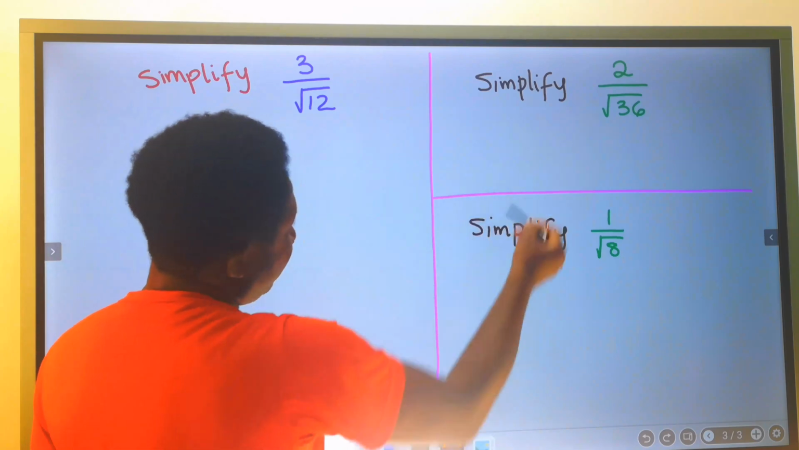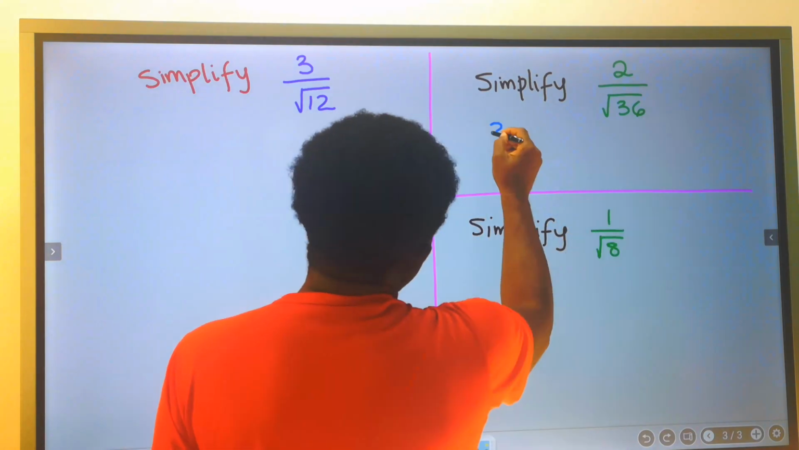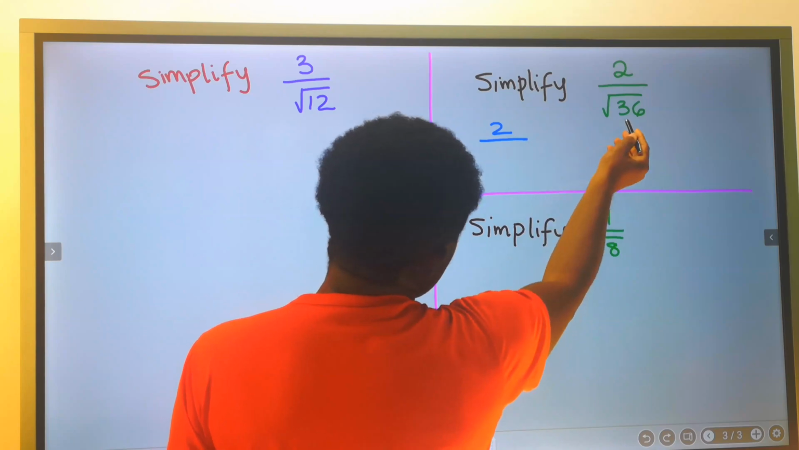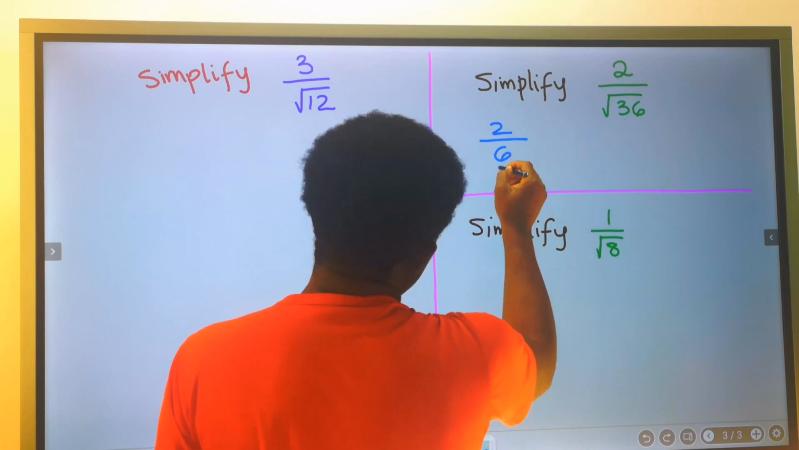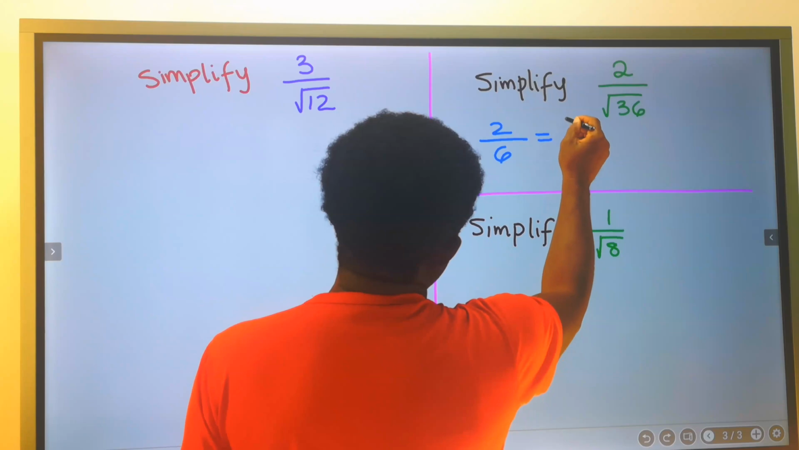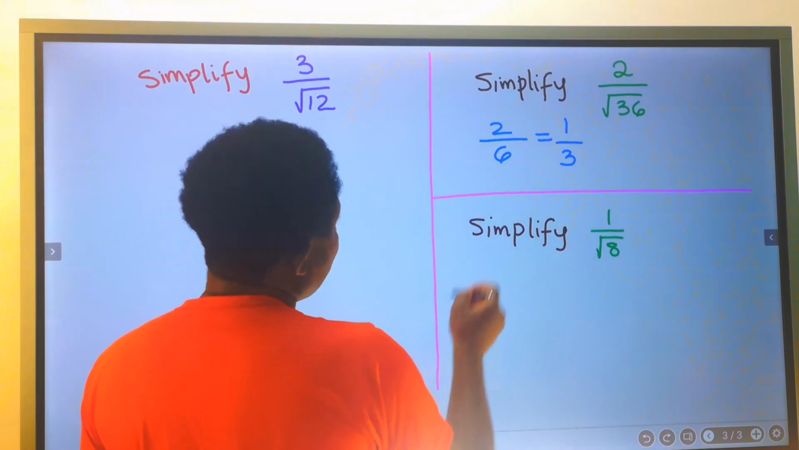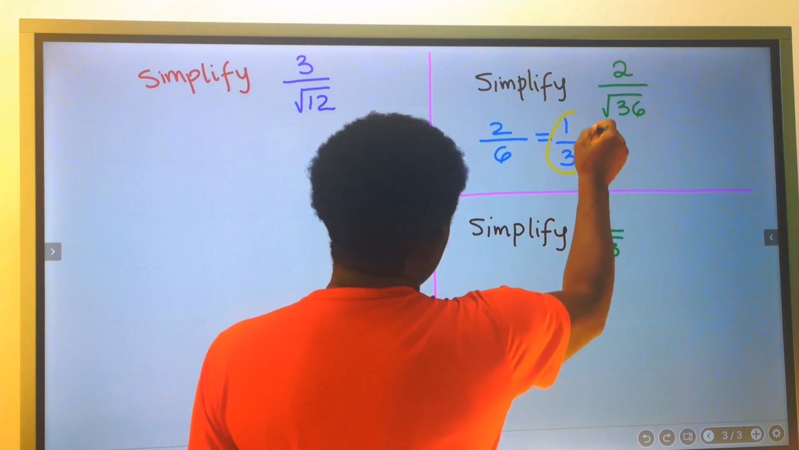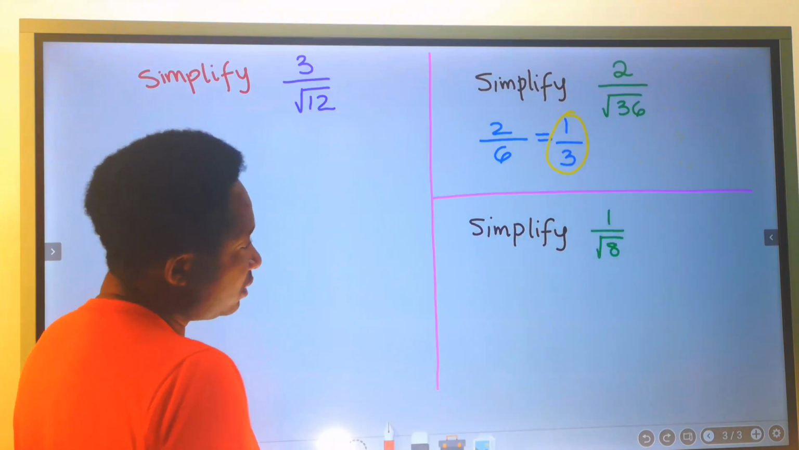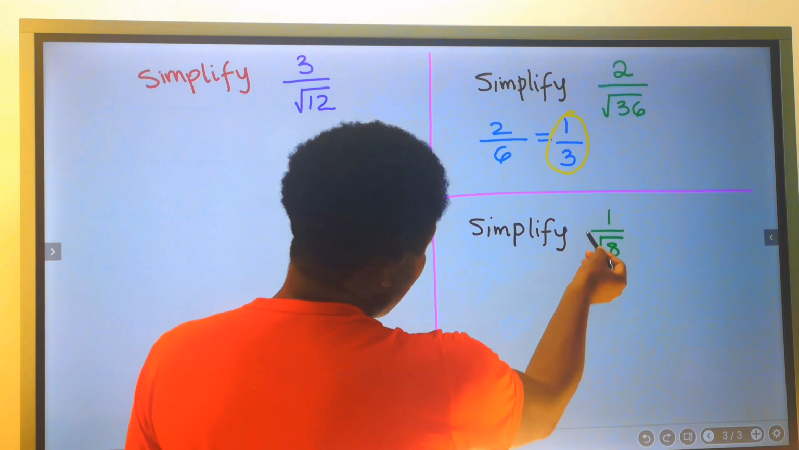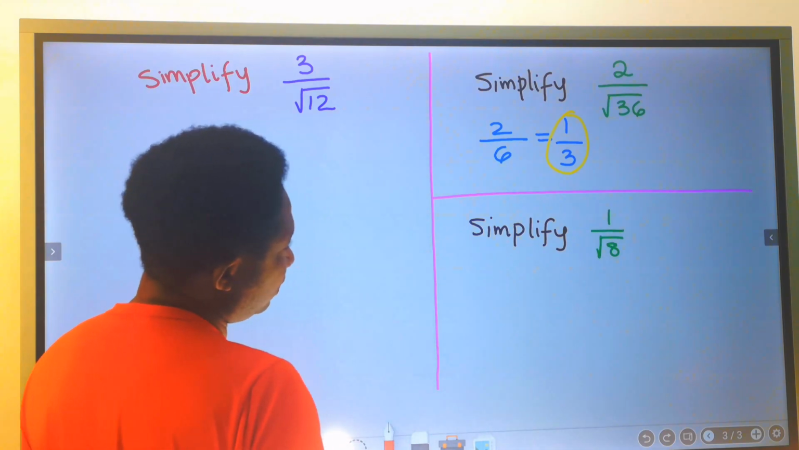Let's simplify this. With this, 2 divided by the square root of 36 is 6. 2 here is 1 and 2 here is 3. Our answer is 1 over 3. Next, let's simplify 1 over the square root of 8.